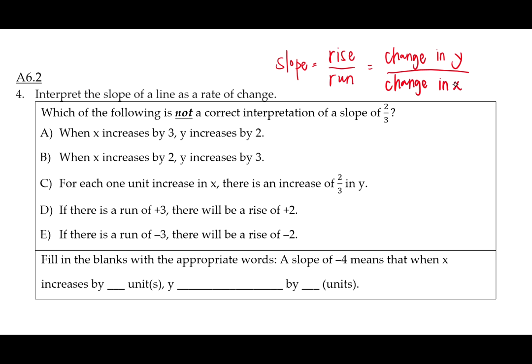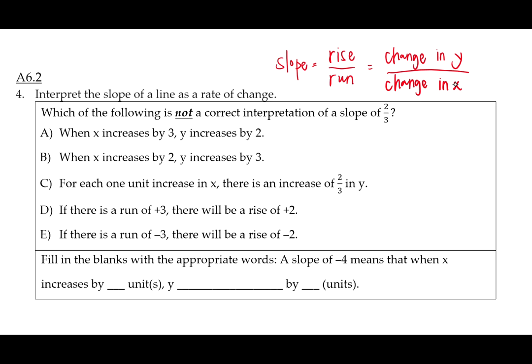Which of the following is not a correct interpretation of a slope of 2/3? A says when x increases by 3, y increases by 2. So 2 is our numerator, which is the change in y. It's positive, so an increase of 2. The denominator is 3, which is the change in x, which is an increase of 3. That's a correct interpretation.